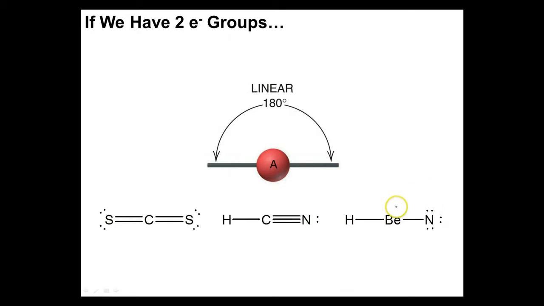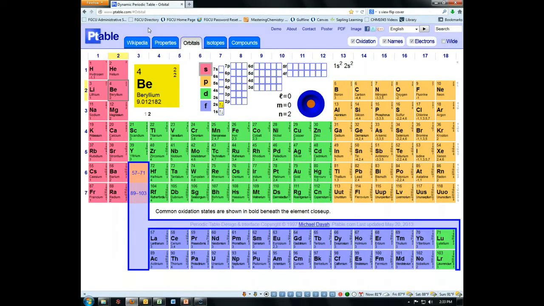But we get to beryllium and we say, well, wait a minute. We've only got 4 electrons. This is a problem. Why isn't it at its octet? And to answer that, we should go to the periodic table for a moment. So, you can see here that we have beryllium.